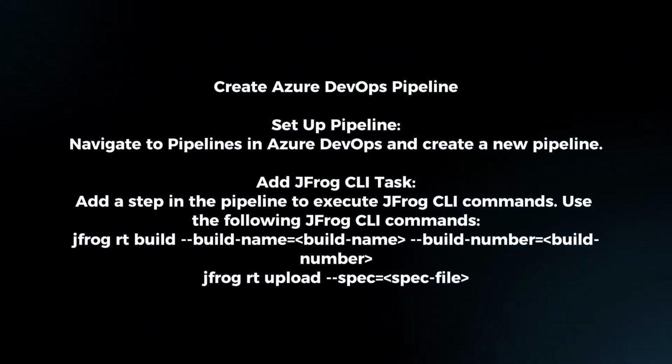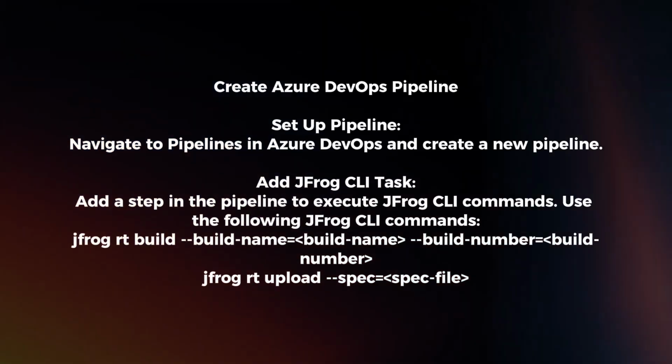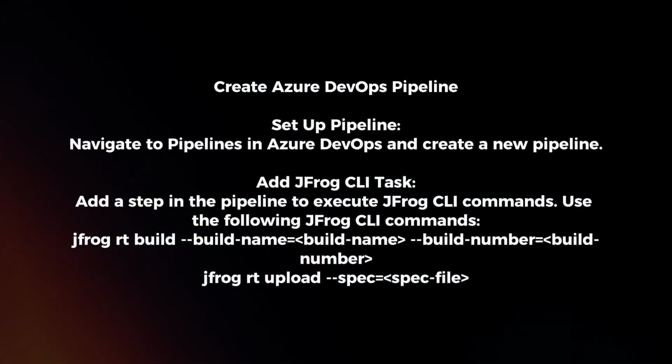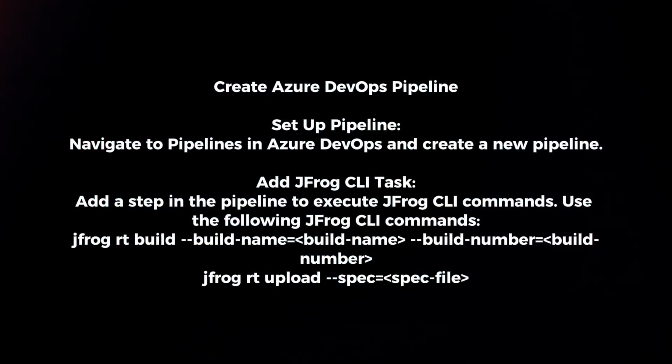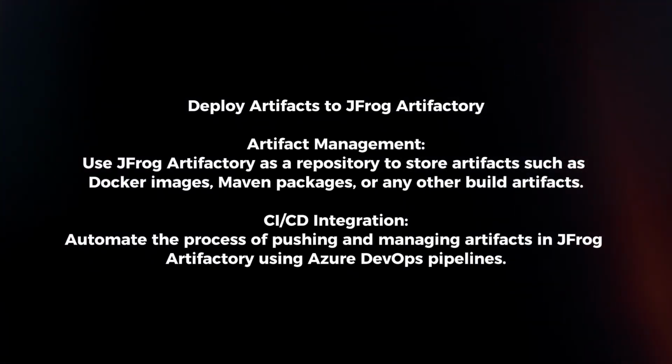Create Azure DevOps pipeline. Set up pipeline. Navigate to pipelines in Azure DevOps and create a new pipeline. Add JFrog CLI task. Add the step in the pipeline to execute JFrog CLI commands. Use the following JFrog CLI commands. Deploy artifacts to JFrog Artifactory.